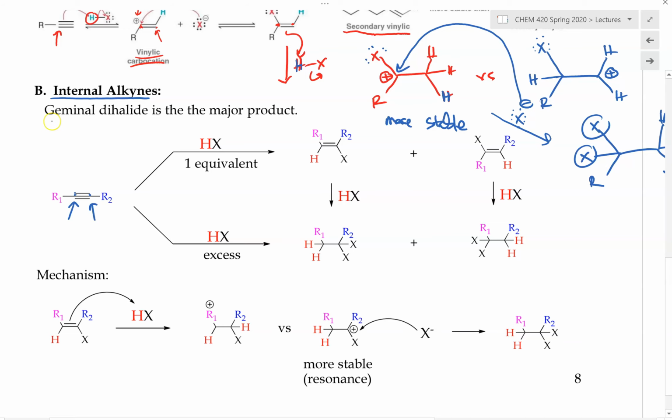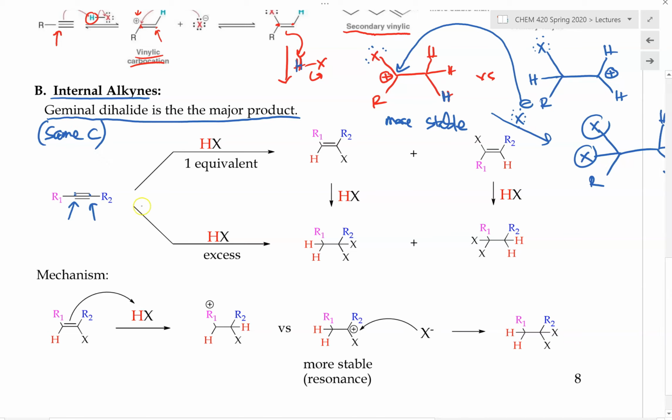And so the geminal dihalide is still the major product. And again, geminal dihalide here means that the halogens are added to the same carbon. We do not form the products where we would form the vicinal dihalide. And vicinal basically means that the two halogens are added to two different carbons. But in this case, they'll be added to the same carbon.